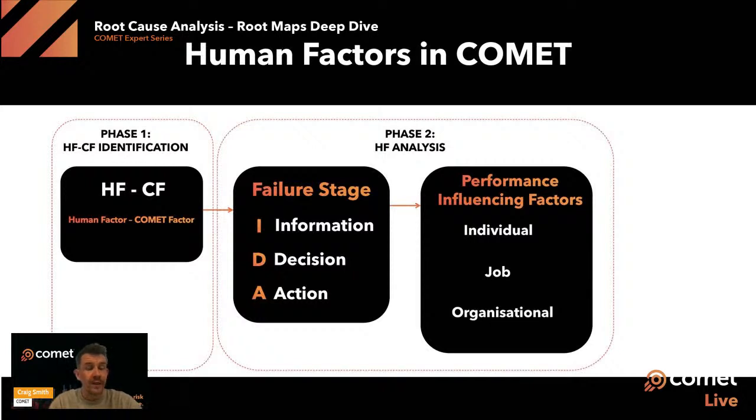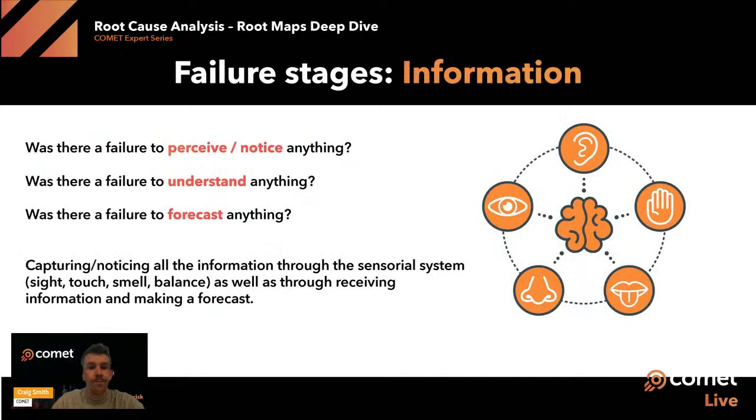So at what point in time did the incident occur? And then subsequently, as I've already said, we identify those PIFs, those performance influencing factors. So to break that down, when we talk about failure stage identification, the first step is to consider information. The investigator is posed with, and provided guidance around, the question: was there a failure to perceive or notice anything, understand anything, or use that information to forecast? So again, this is about information that we are taking on board.